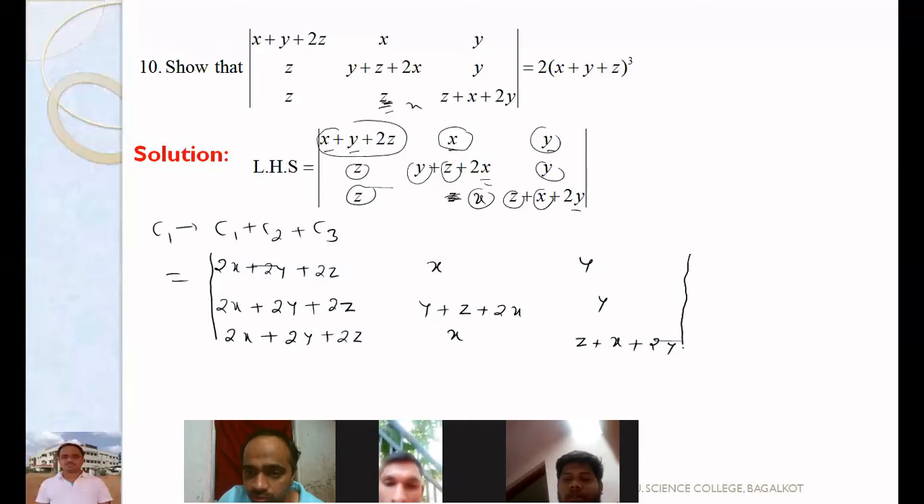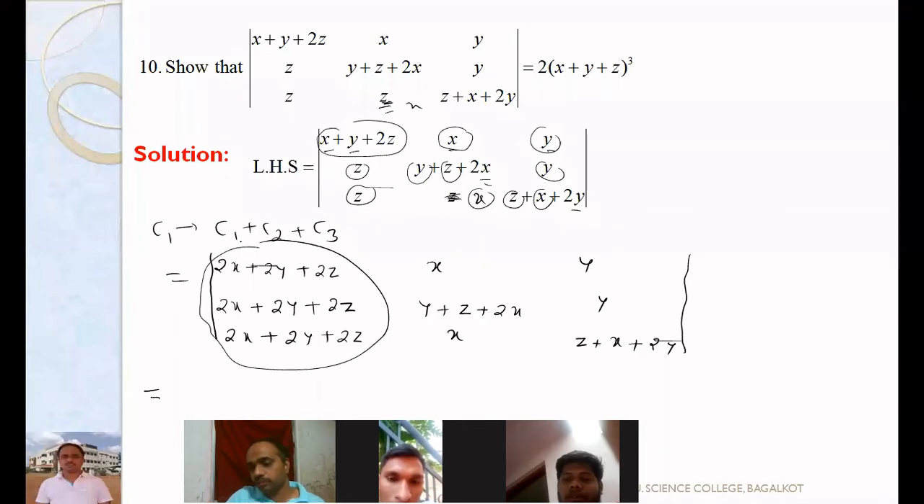So this is the determinant. Now what is common? Yes, 2x plus 2y plus 2z. This is common in the first column. If I take 2x plus 2y plus 2z common, what do I get? 1, 1, 1. Right? 1, 1, 1. I'll get that. Just wait.